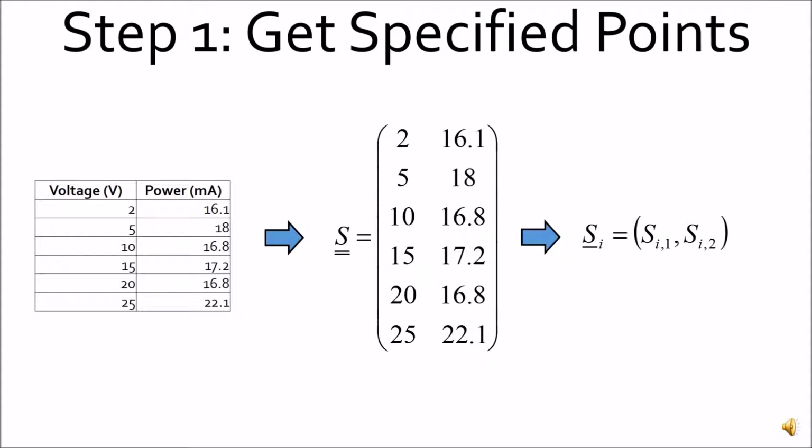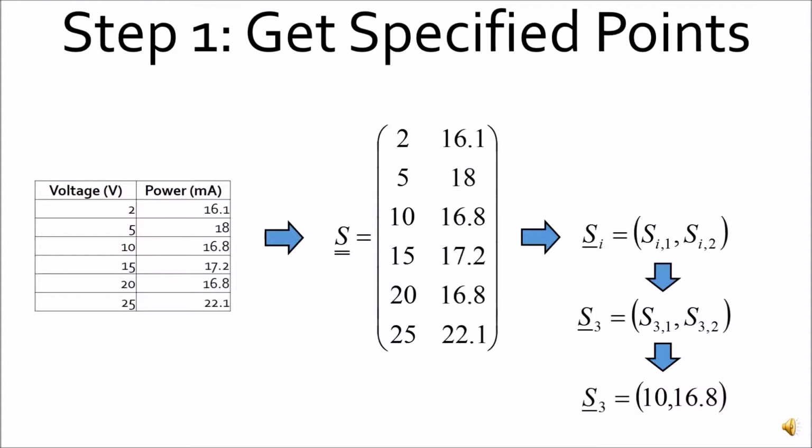And when we want to address a certain position or a certain pair of values, we just do it as the following. So we have a single line under our S to indicate it's a vector rather than a matrix, and we index it with the i there, which corresponds to the row in the matrix. So for example, if we're interested in the third data point, S3, you'd address elements S31 and S32 within the matrix. And they of course are 10 and 16.8.